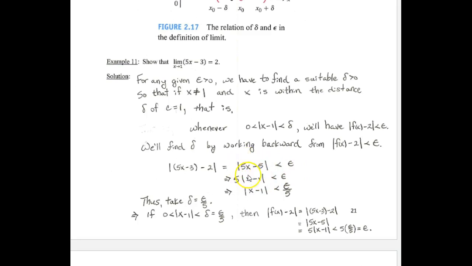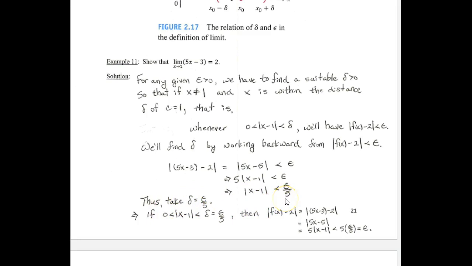So notice I have a term of 5 in each one. Since the absolute value of 5 is still 5, I can bring that outside of my absolute values. So by factoring out a 5, I have 5 times the absolute value of x minus 1 is less than epsilon. If I divide both sides by 5 now, I have the absolute value of x minus 1 is less than epsilon over 5. So now I'm just going to force myself to take delta to be that number, epsilon over 5.